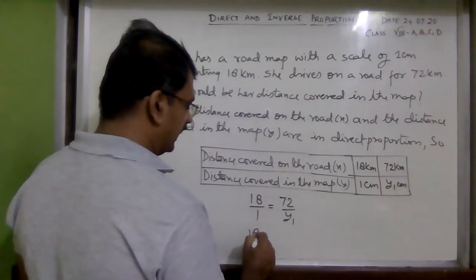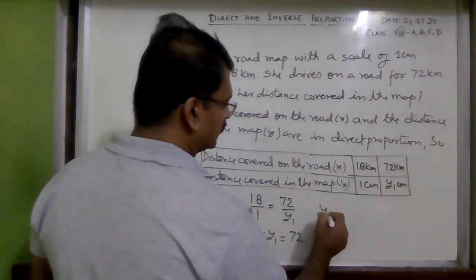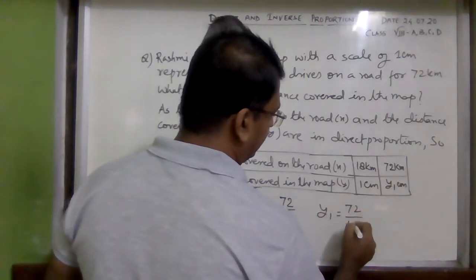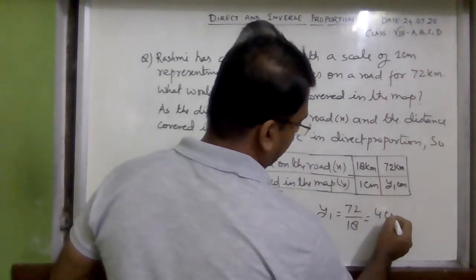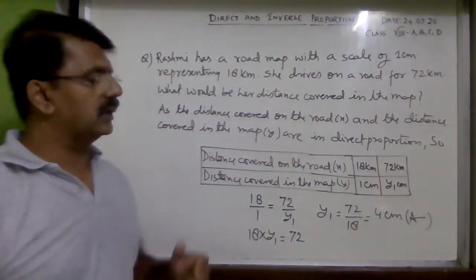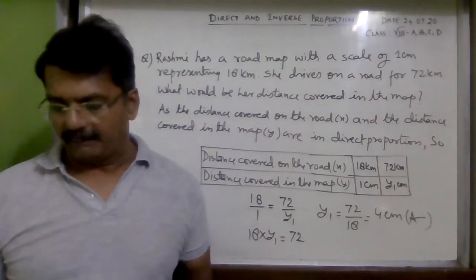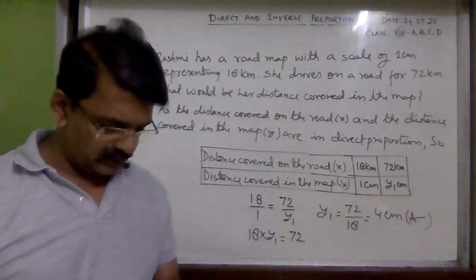Cross multiply. 18 into y1 is equal to 72 into 1, is 72 only. So y1 is equal to 72 upon 18, that is 4 centimeter. So your answer is 4 centimeter. So Rashmi covers 4 centimeter on the map. Clear? Now the next question.